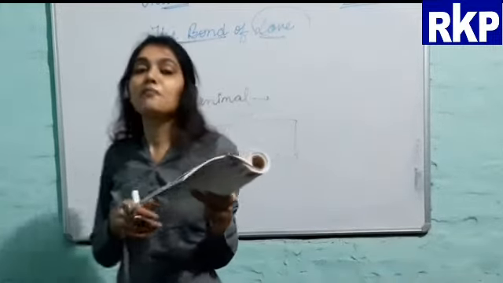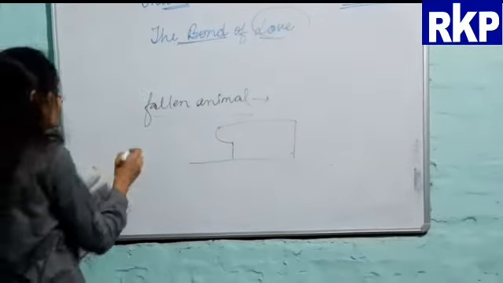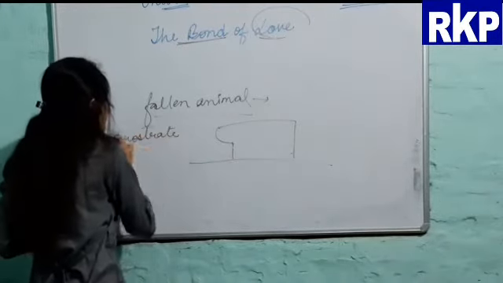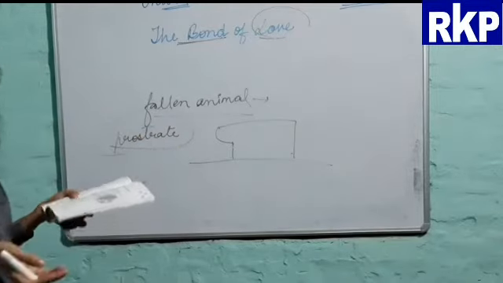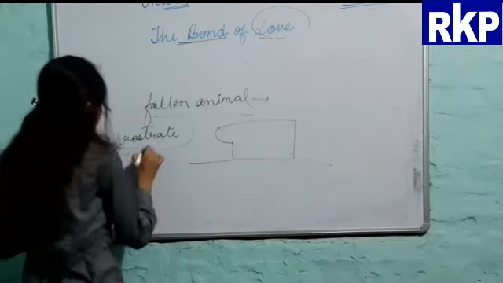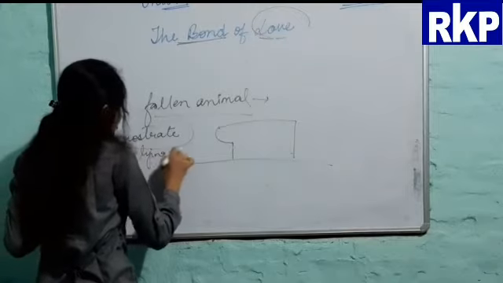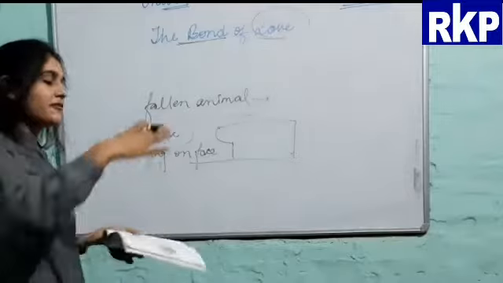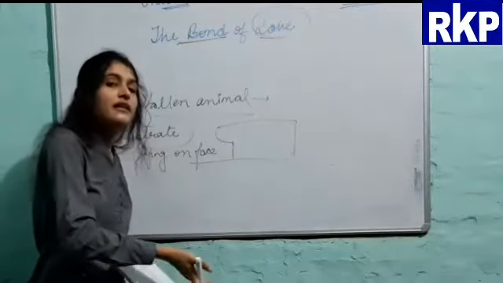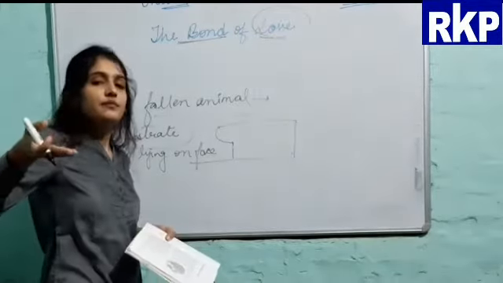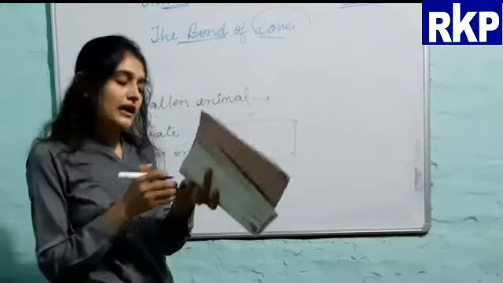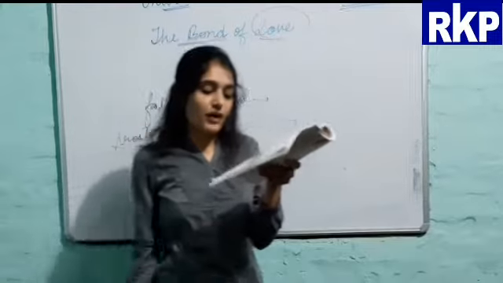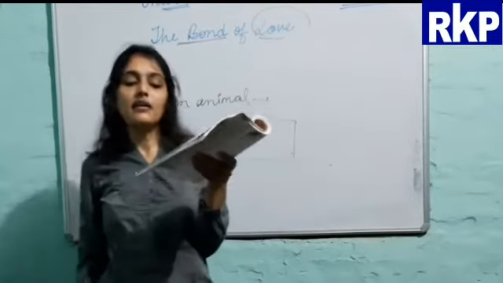Now what is the meaning of prostrate? Here we have a word, prostrate. So prostrate means a dead body lying on the ground. It is lying on the face. Lying on the face means your face is on the ground and your back is up. Clear? That is called lying on the face or prostrate. So the poet is saying that something left that fur.